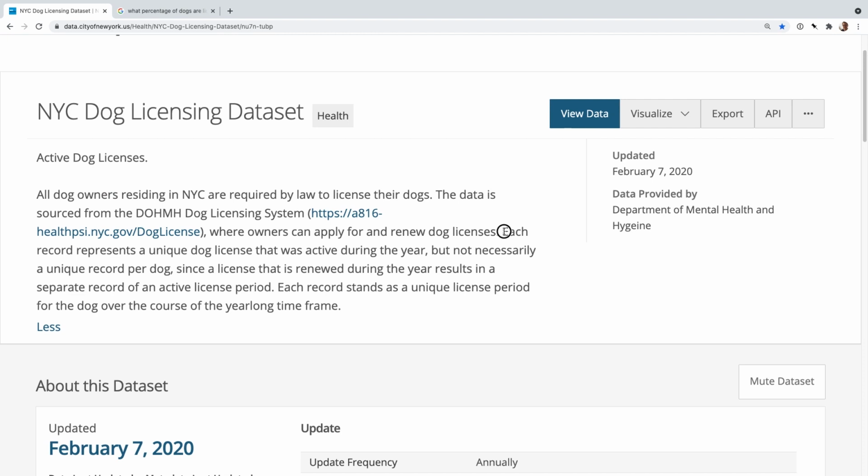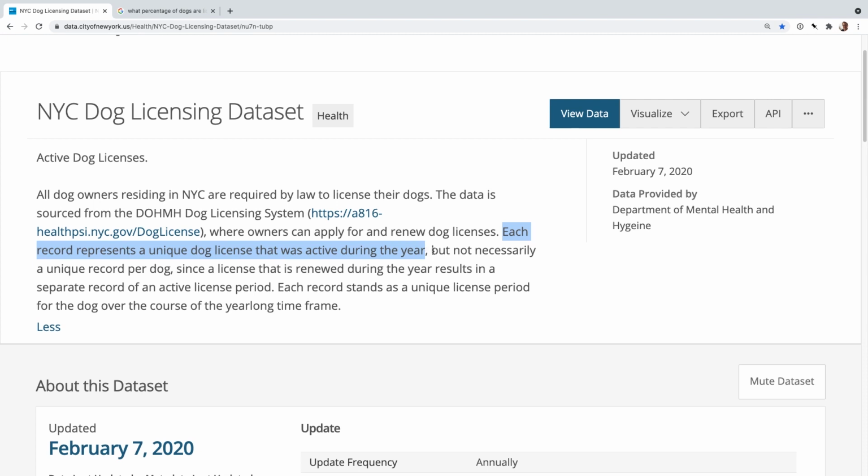Importantly, this next sentence down here says, each record represents a unique dog license that was active during the year. So this is important because if there's a dog license that's active in 2018, and there's a dog license that's active in 2019, that would be counted twice, which is why you only have the data set from 2018. I've already filtered that out for you, so you're only looking at the 2018 active records. And it turns out to be the last complete record set that's online. It's a few years old, but we're still going to play with it.